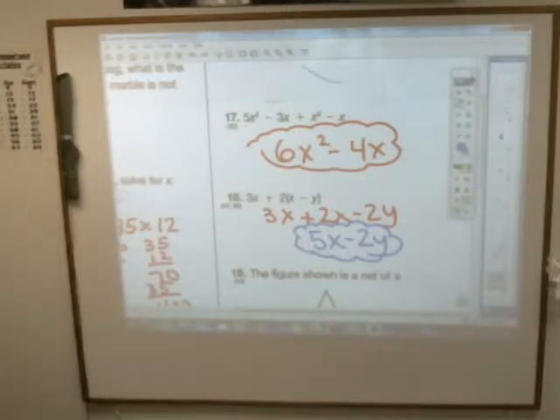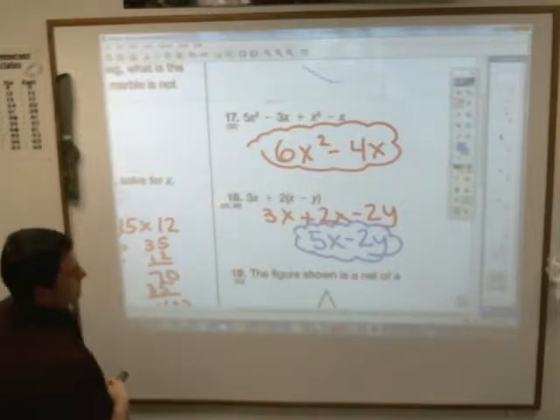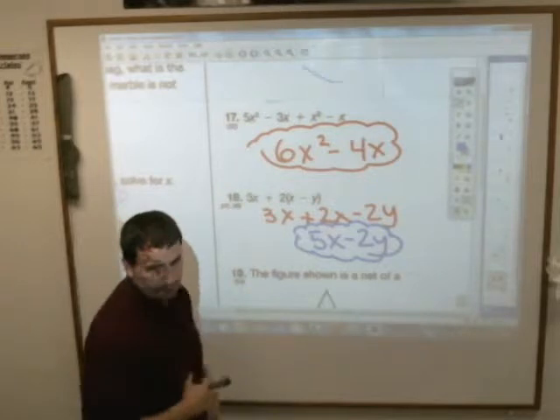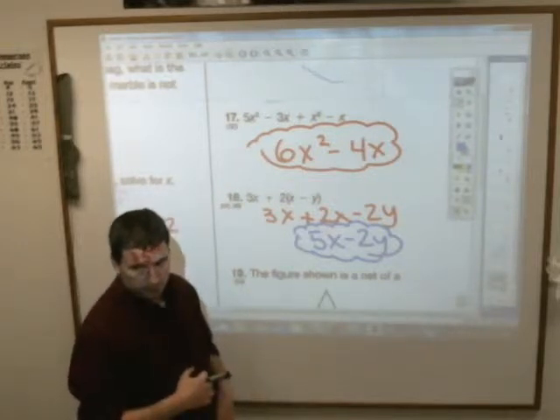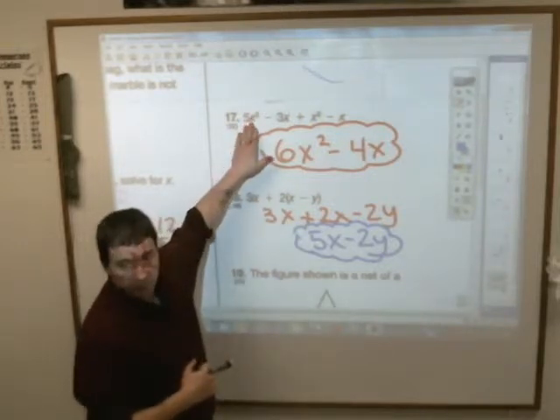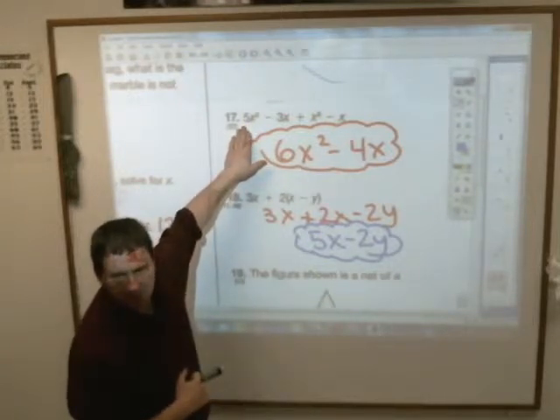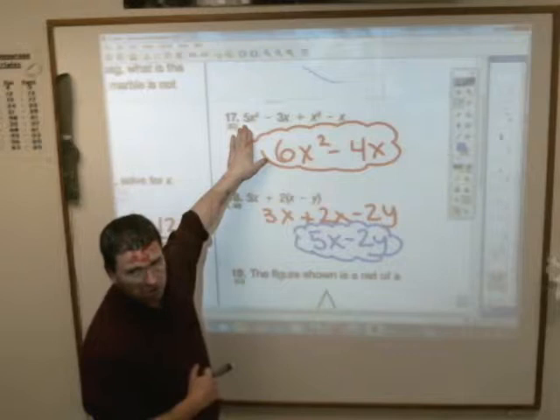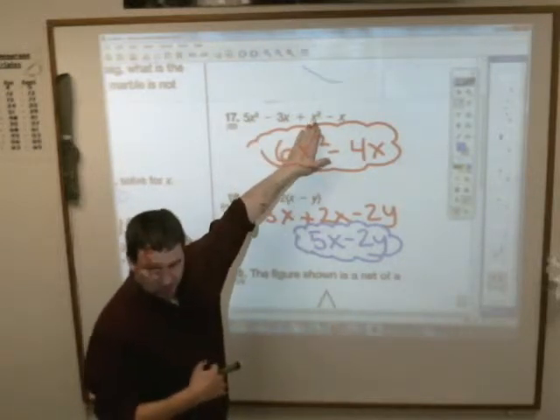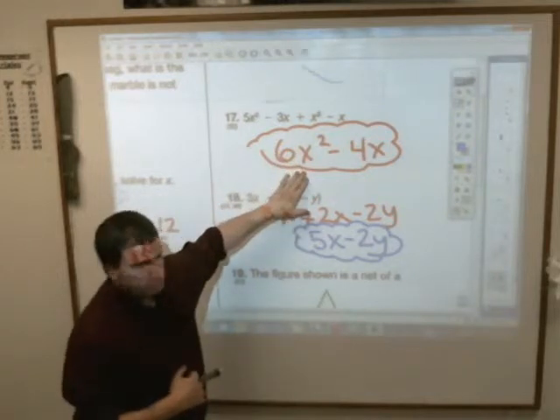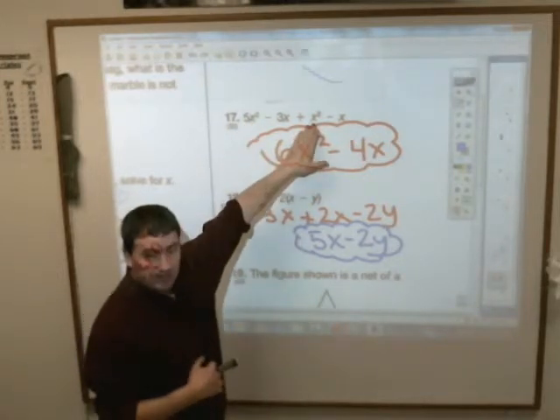I still don't understand how to do number 17. What part don't you get? Like, how do you get 6x squared? How many x squareds do I have here? 5. I have 5x squareds. I add another x squared to 5x squareds. How many x squareds do I have? 6x squareds. Okay. It's like having 5 pennies plus another penny.